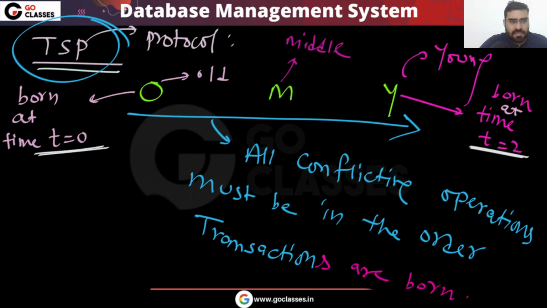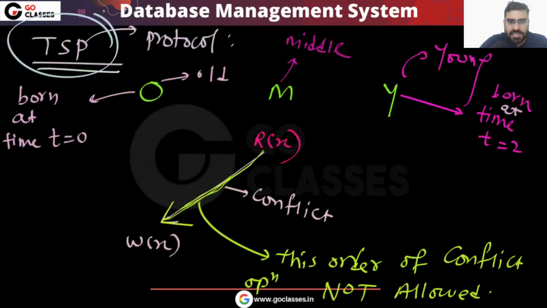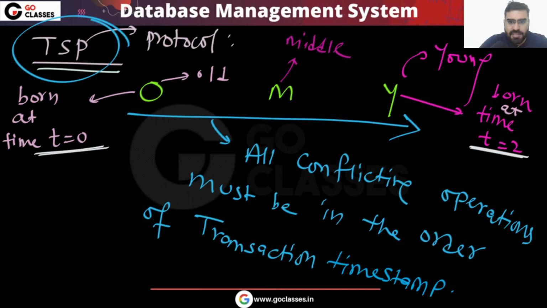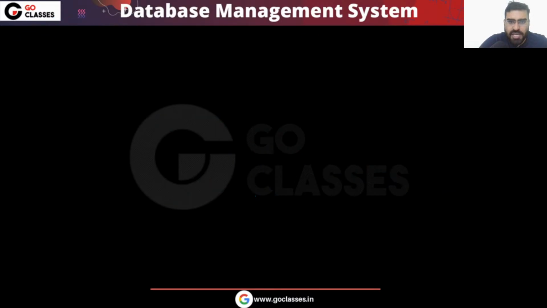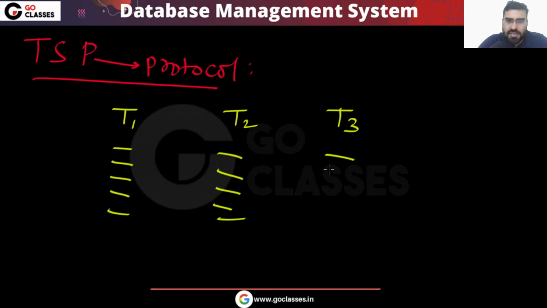Tell me, did you understand? This is a simple rule. Are you getting my point? These timestamp protocols decide everything in advance. They don't care about the actions. This protocol says that whatever the actions of the transactions are, I don't care.